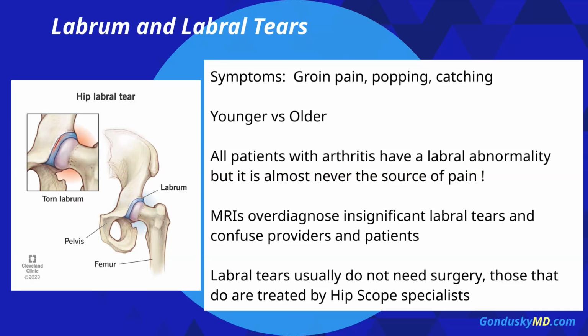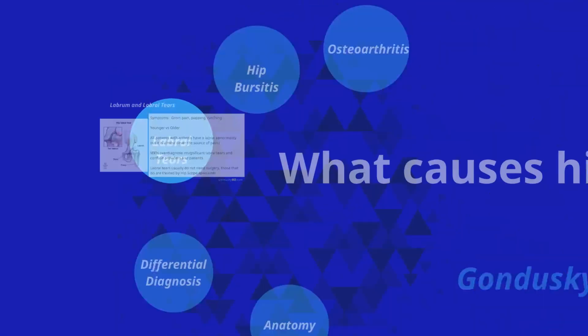Most labral tears do not need surgery, and rarely when they do, they're treated by hip scope specialists usually. So, orthopedic sports surgeons who do hip arthroscopy, which is small incisions and looking inside the joint with a hip scope, can sometimes take care of significant labral tears if it is necessary. Again, these are pretty rare, and I do not do hip scopes. I send these to my orthopedic hip sports colleagues to deal with if I think that needs to happen.